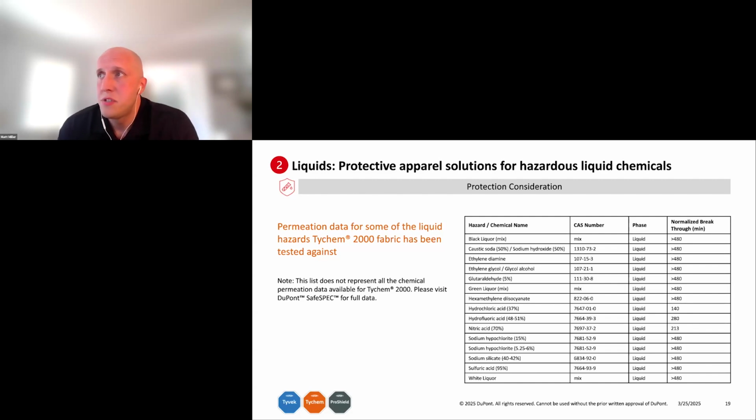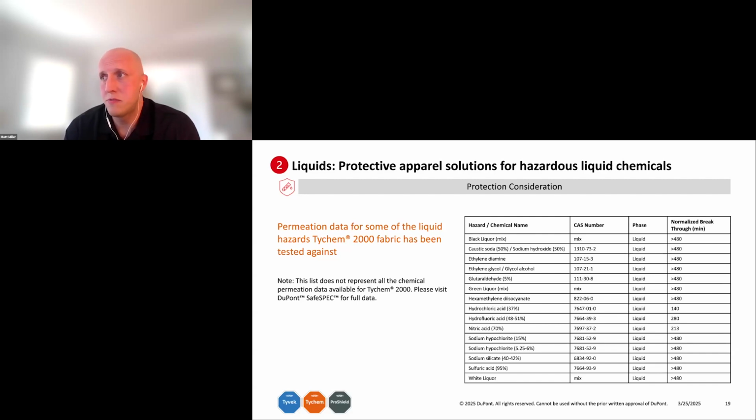So this slide here demonstrates real actual data for our Tychem 2000 fabric in this situation. And as you can see from this snippet, this isn't all the chemicals that test against it, but from this snippet, you can see that the majority of them test out under that normalized breakthrough within minutes. They test out greater than 8 hours. The one thing I wanted to focus on here is towards the middle of this chart, we see some chemicals that are not testing to 8 hours.